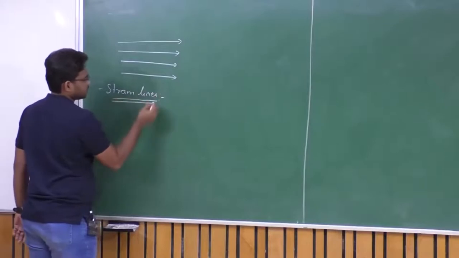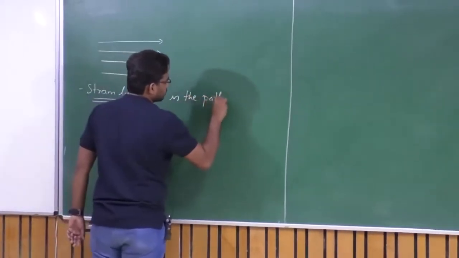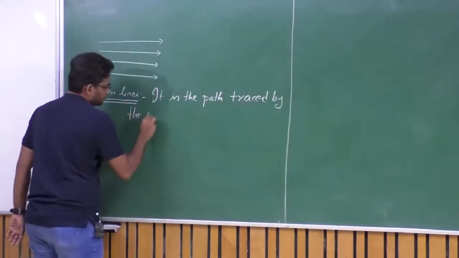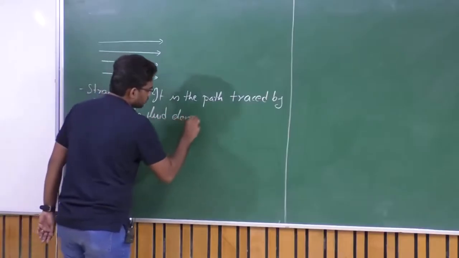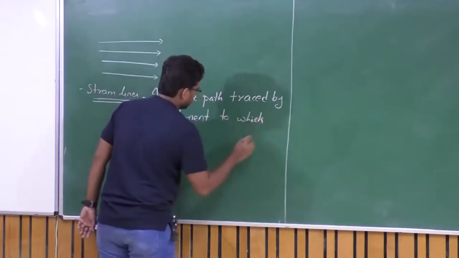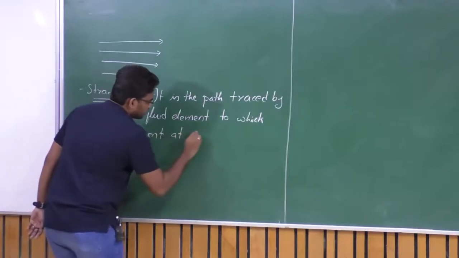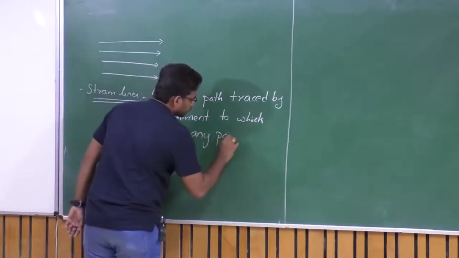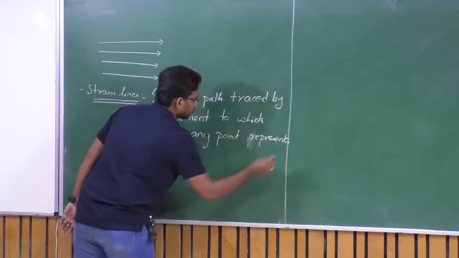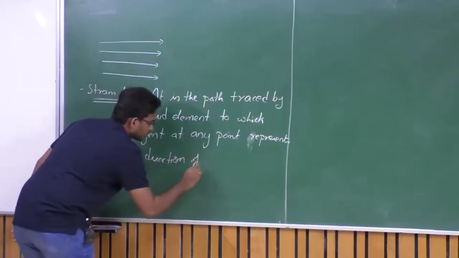So what are these streamlines? By definition, we can say it is the path traced by the fluid element to which the tangent at any point represents the direction of the velocity vector.